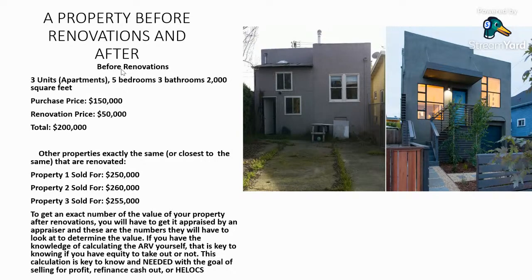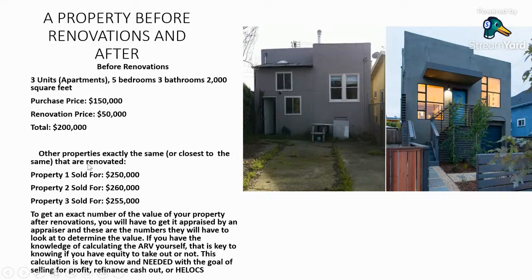So let's say, for example, this property was a 3-unit, 5-bedroom, 3 bathrooms, 2,000 square footage. The purchase price is $150,000. Renovation price is $50,000. The total cost for this property, renovations and purchase price included, is $200,000. So this total is $200,000 before renovations. Look at the picture, right? This is before renovations.